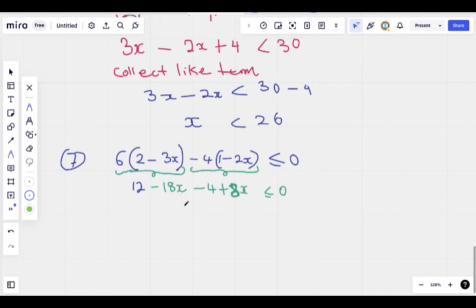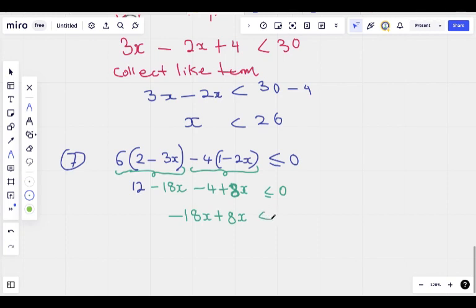The ones with x, we put them on one side, and the ones with ordinary numbers, we take them to the right side. So you have negative 18x. And then here we have positive 8x. This positive remains because they are both on the left. It's not coming from the right. If it's coming from the right, the sign will change. Remember, it's just on the left, so it's not going to change.